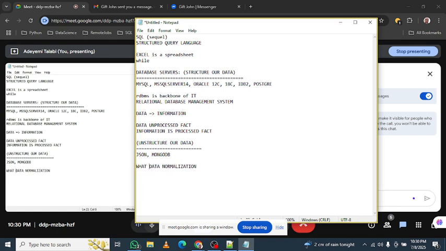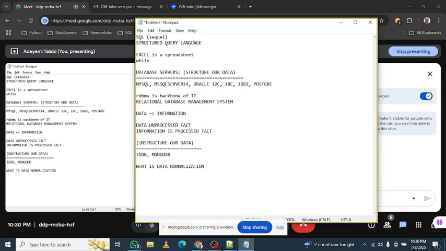I can say, what is data normalization? Just type it on Google. You get what it really means, and I will explain it. Data normalization is all about rules.